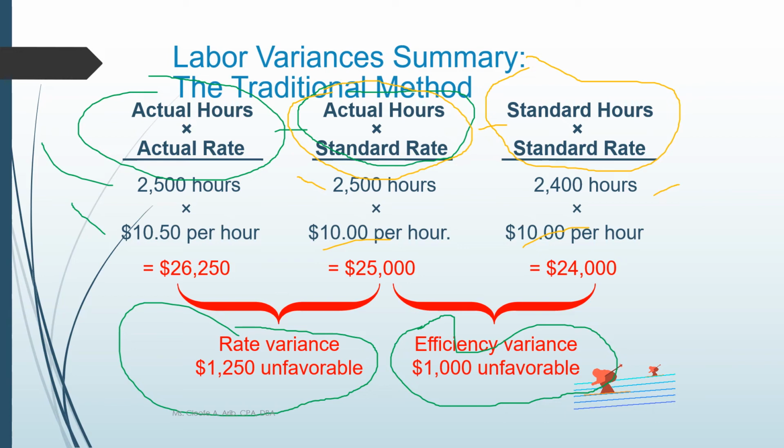We have a variance of 1,000 because 25 hundred hours times 10 is 25,000. 24 hundred should have been the hours only. So, what is this 2,400? The hours that should be spent on the 2,000 parkas. So, 2,400 times 10, that's 24,000. So, there is a difference of how much? 1,000 difference. And the difference is unfavorable simply because your actual hours spent is more than the required standard hours or what should have been spent on the 2,000 parkas.